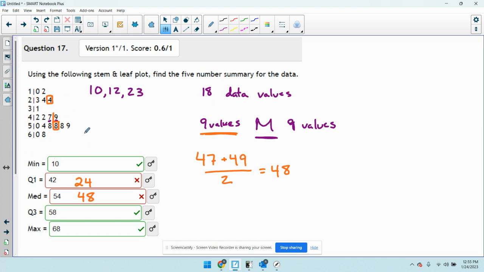The visual makes much more sense when they're listed out in a line, but hopefully you can still see it when it's written as a stem and leaf plot like that.